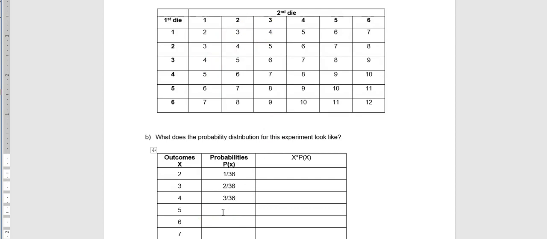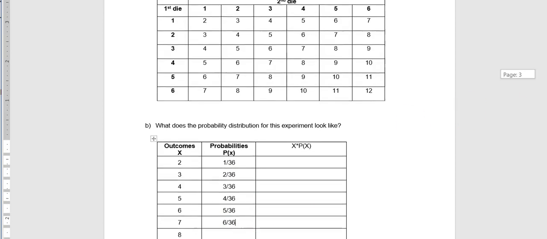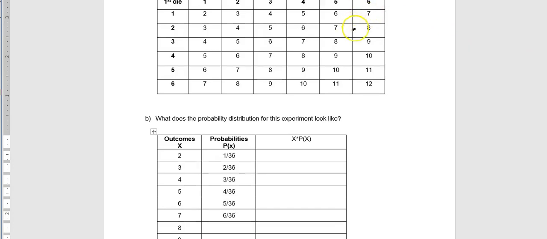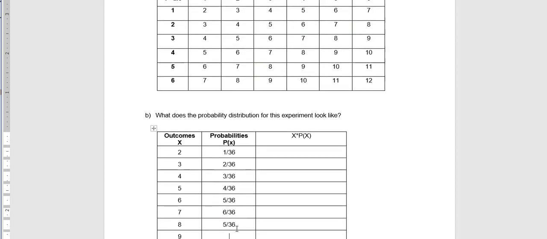For the 5, there are 4 of those. For the 6, there are 5. And for the 7, there are 6. Now looking at this pattern, you might think that this is just going to keep going up, but actually what happens is when we get above 7, it starts coming back down, because if we look at the 8s, there are only 5 8s. So that probability would be 5 over 36. For 9, it's 4 over 36.